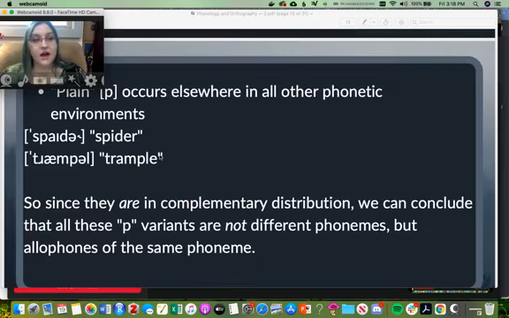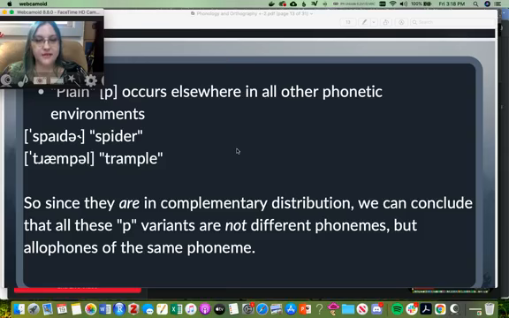And this means that they are in complementary distribution. Because they occur in mutually exclusive phonetic environments, we can conclude that all of these P variants are not different phonemes in English, but allophones of the same phoneme. These are all variations on a phoneme. A phoneme may have a lot of different allophones, or sometimes only a minimal number. It might only have 2, or even just 1. It's possible for it to only have 1 allophone.